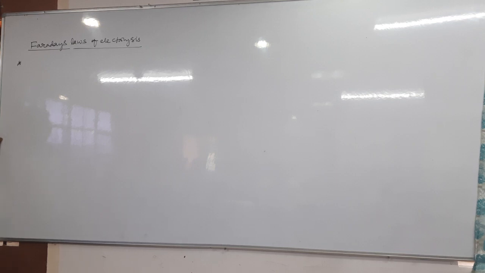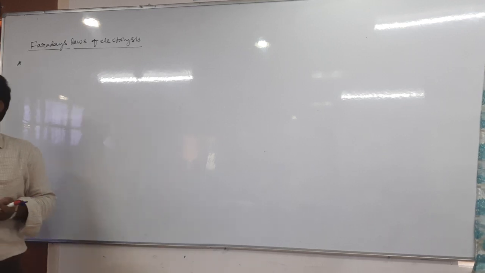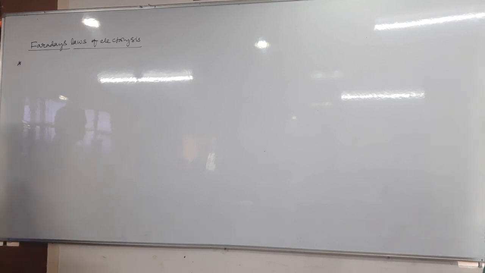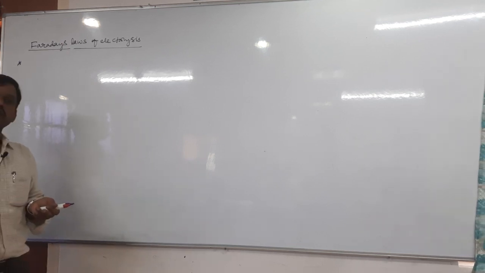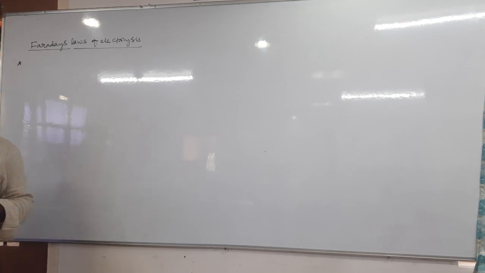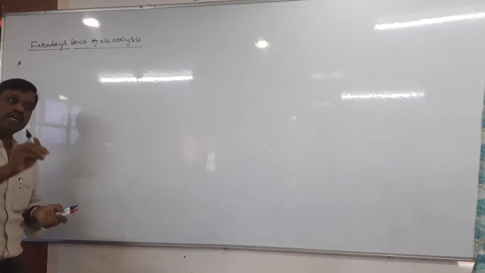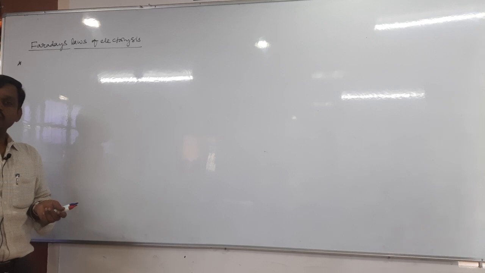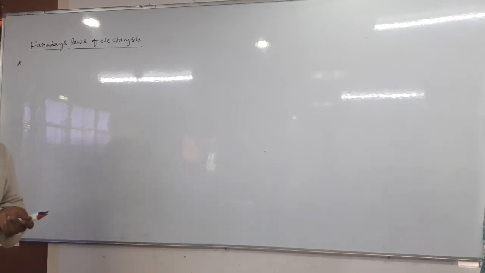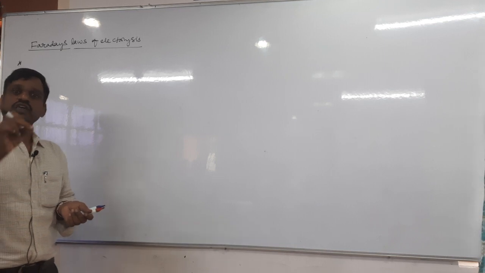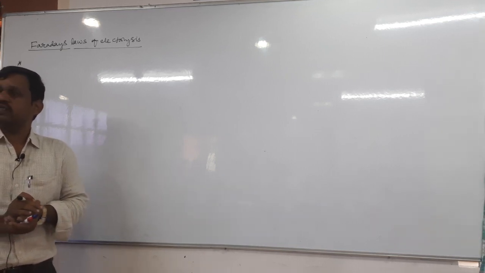We take quantity of current and strength of current. In this topic, we use both. The strength of current is measured in ampere and is denoted by I. Quantity of current is measured in coulomb and is denoted by Q. The relation between them is Q equals I into T, where I is the strength of current in ampere and T is the time in second.